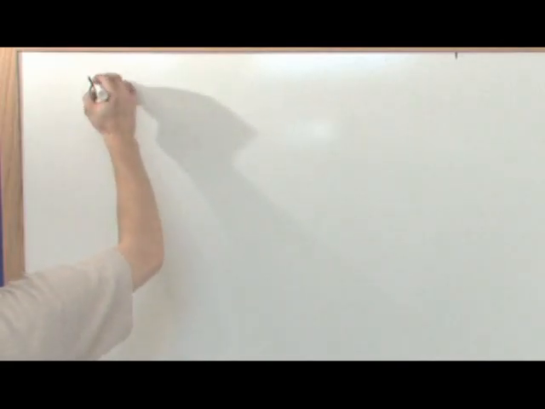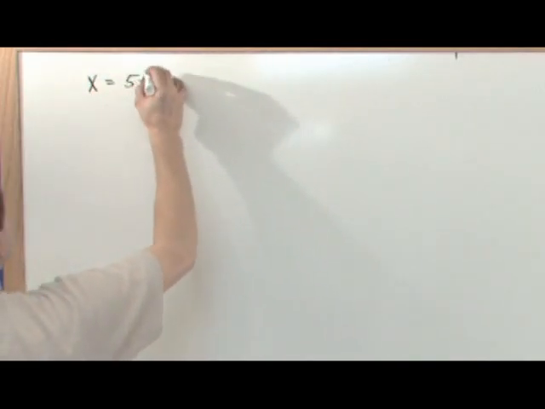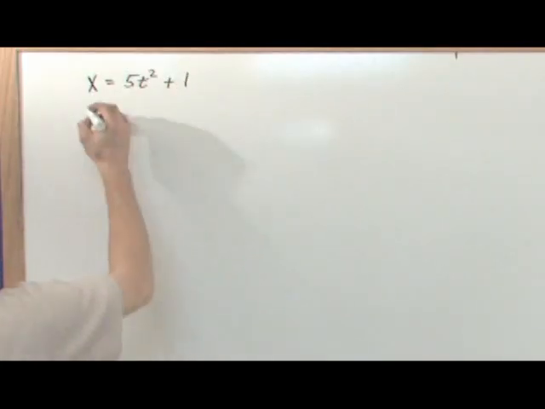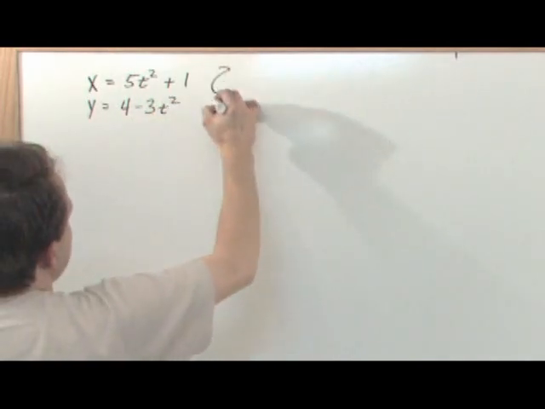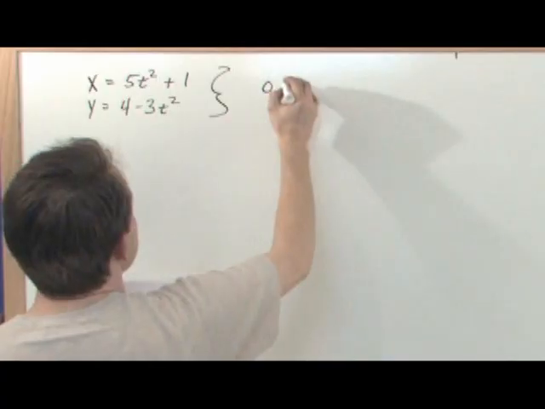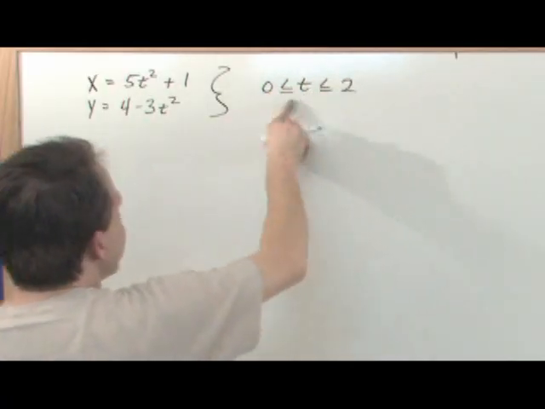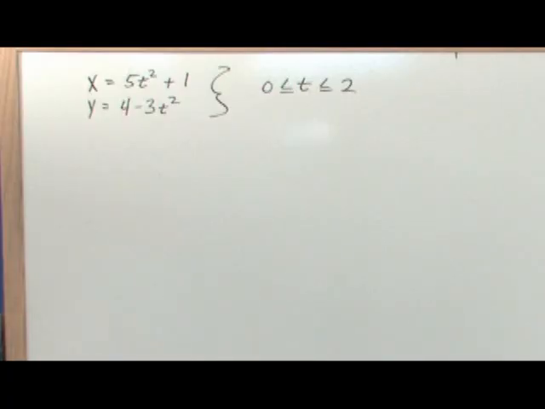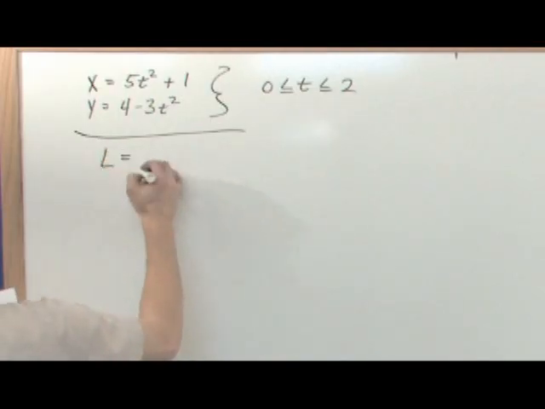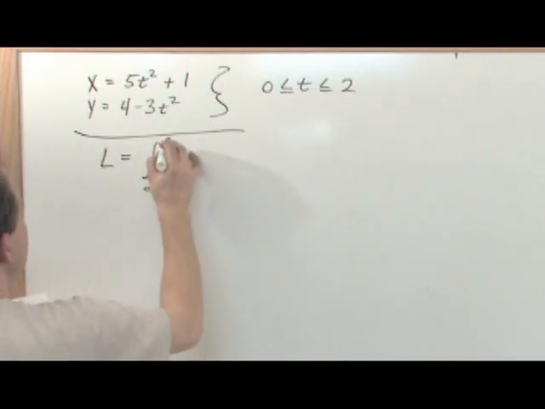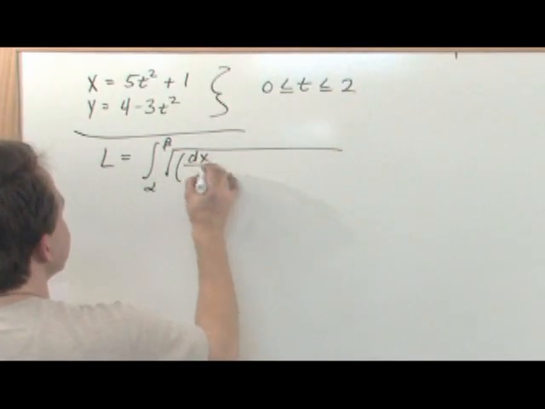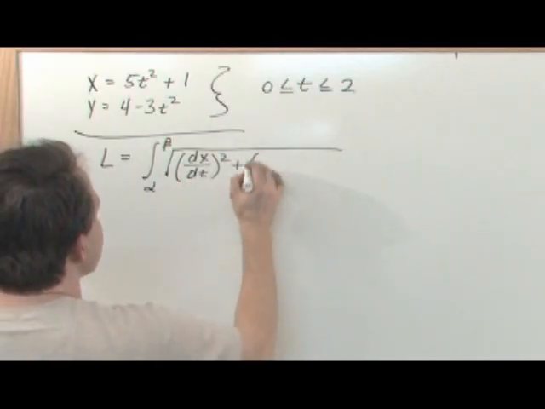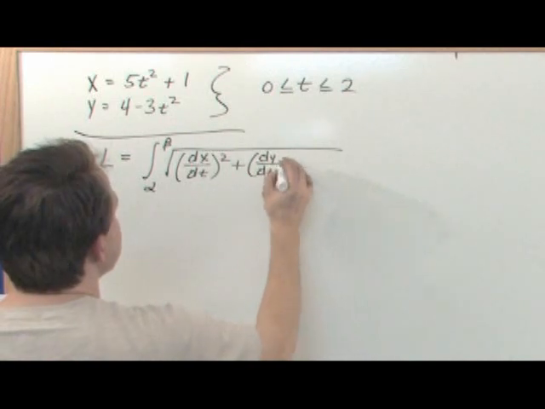Okay, now the next problem is going to be x is equal to 5t squared plus 1, and y is going to be equal to 4 minus 3t squared. And this parametric equation set is only going to run from 0 to 2. Time goes from 0 to 2 seconds, let's say. Okay, so obviously we want to apply the equation that we know, which is the arc length, which is what we're trying to find, is an integral from alpha to beta, which is just the endpoints here, of the square root of (dx/dt) squared plus (dy/dt) squared.